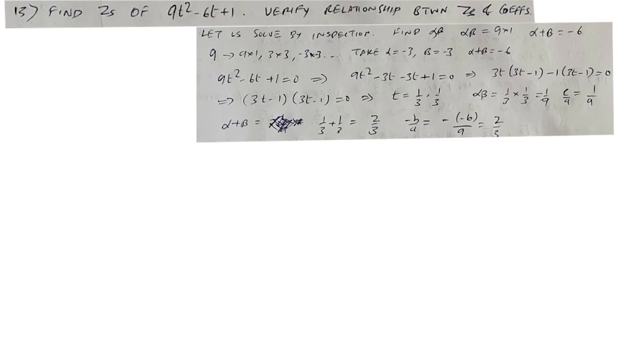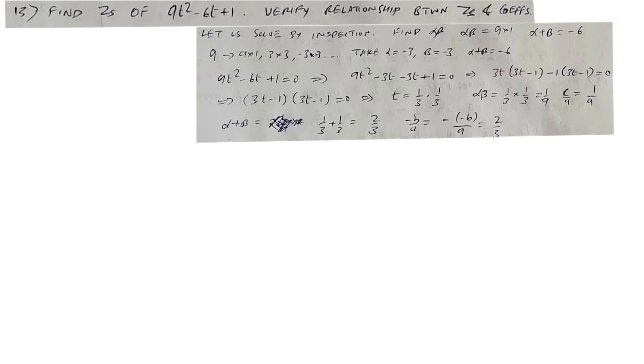Okay, let us solve it by inspection. Find two numbers such that their product is 9 into 1 and their sum is minus 6. 9 can be expressed as 9 into 1, 3 into 3, or minus 3 into minus 3. Among these choices, we will take minus 3 and minus 3 because adding them gives us minus 6.